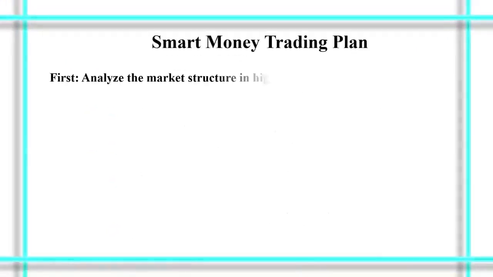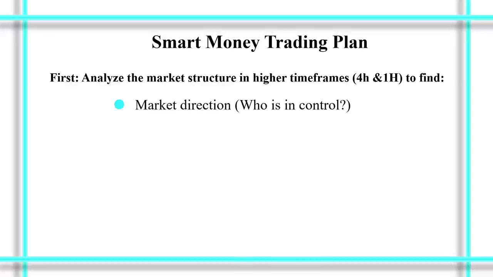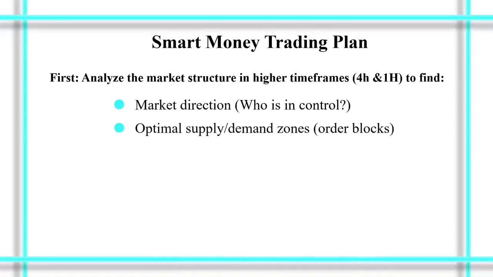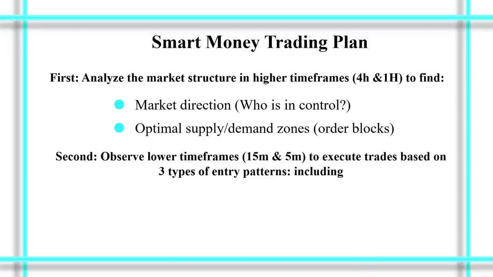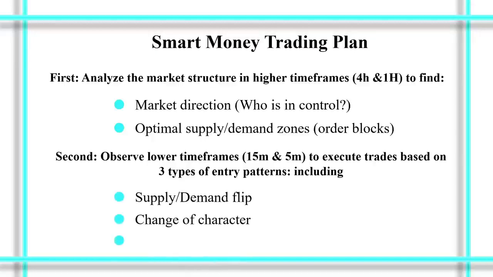The Smart Money trading plan consists of 2 steps. First, we analyze the market structure in higher timeframes to find market direction, who is in control, and optimal supply and demand zones or order blocks. Second, we observe lower timeframes to execute trades based on 3 types of entry patterns, including supply or demand flip, change of character, and continuation.